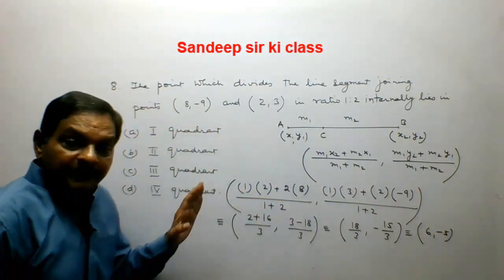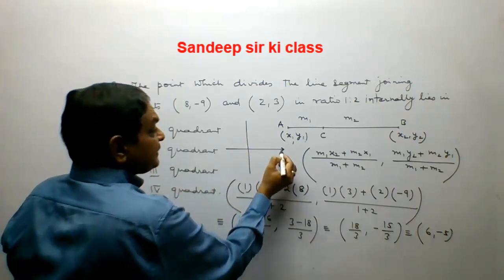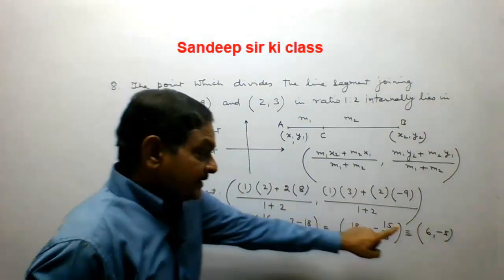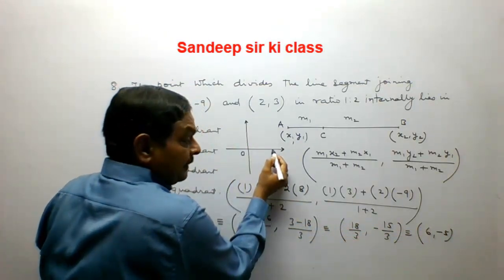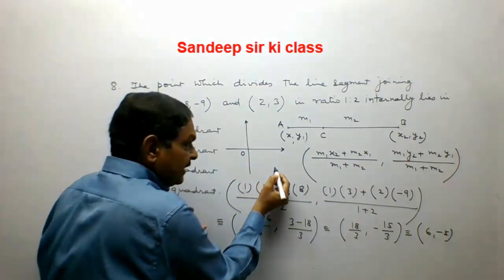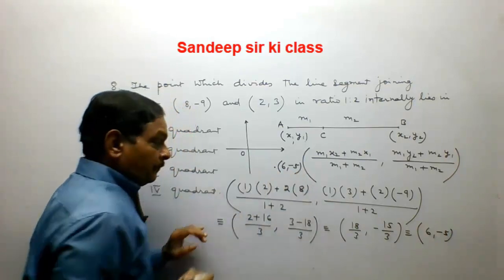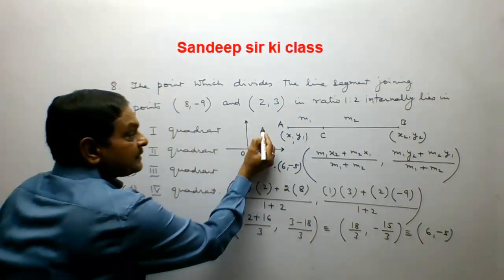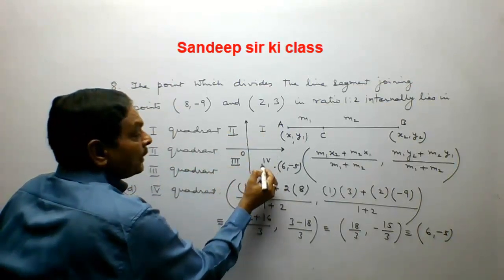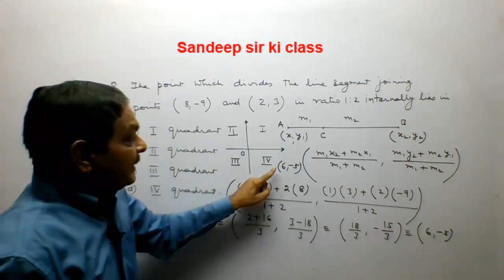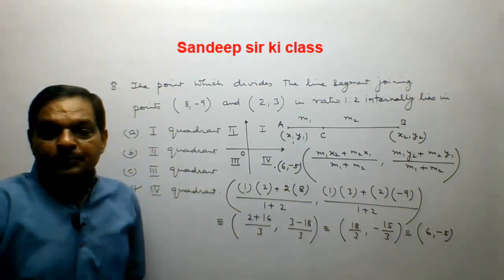Now we will see where this point lies. These are our coordinate axis. This is x-axis. This is y-axis. X is positive, means in this direction. This is our origin. Y is in negative direction, means in this direction. So here lies this point, which is 6, minus 5. Means this is our first quadrant, this is second, this is third, and this is fourth quadrant. So our point lies in the fourth quadrant. Hence here option D is the correct option.